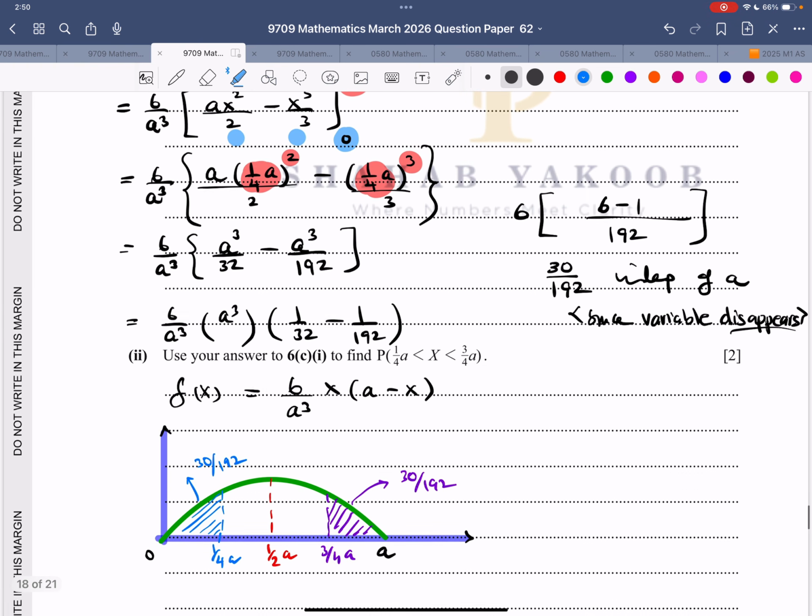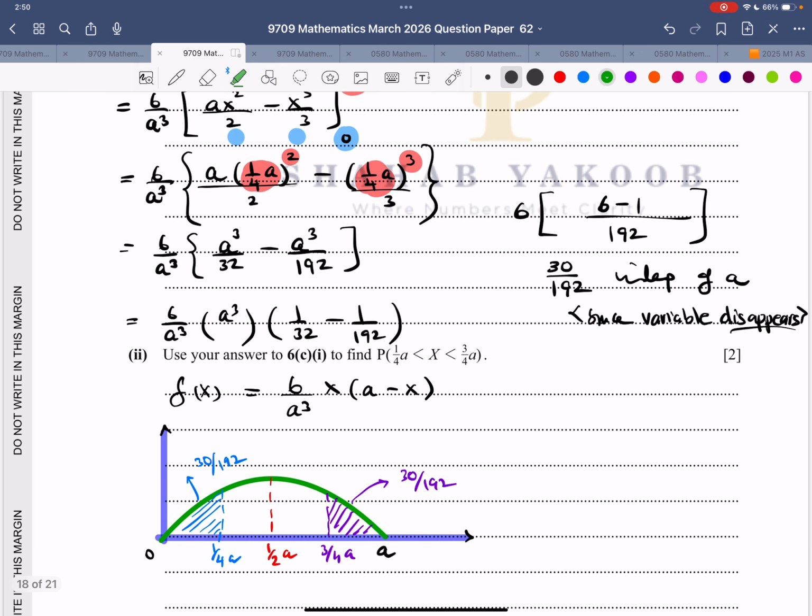So now this is what you're getting, and look on the inside. There is an a cube, there is an a cube, this a cube was taken common. There is already an a cube over here, that will cancel out. And then this is 1/32 minus 1/192. The LCM thing is done, and 5 into 6, that's 30/192. The variable disappears, therefore it's independent of a.